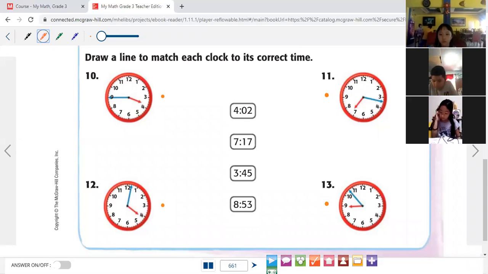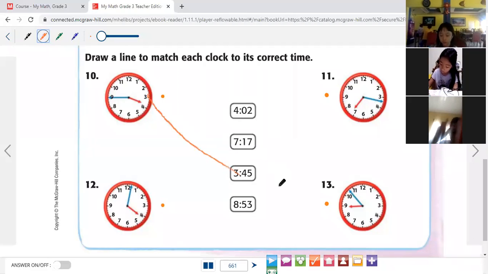Angel, help me with number 10. Try to do your best. What time is it on number 10? 3:45. Yes, good job, Angel. So draw a line all the way to 3:45. Excellent job, Angel.